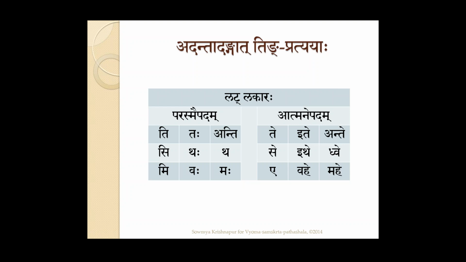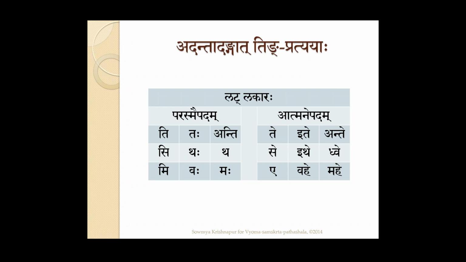So these are lakara specific pratyayas. These are originally derived from tiptasjhi, sipthastha, mibvasmas, tatam jha, thasatham dhvam, idvahi mahi. So in some places they are quite recognizable, in some they might not. So there is atam and becomes ite. So there is a change. Okay. So as I said, the change depends on the lakara and depends on the anga.